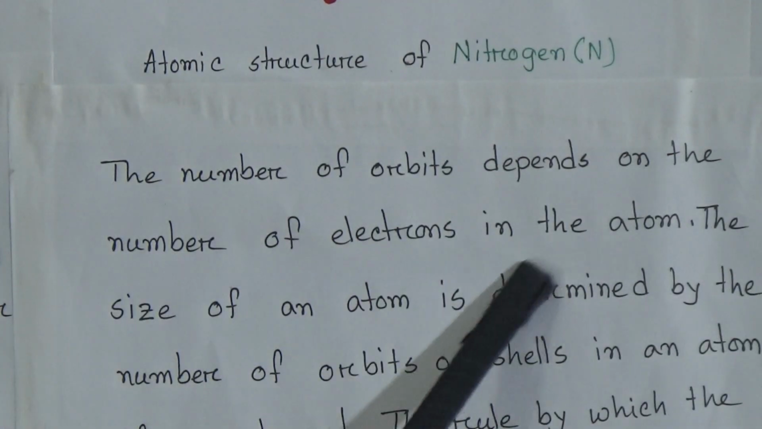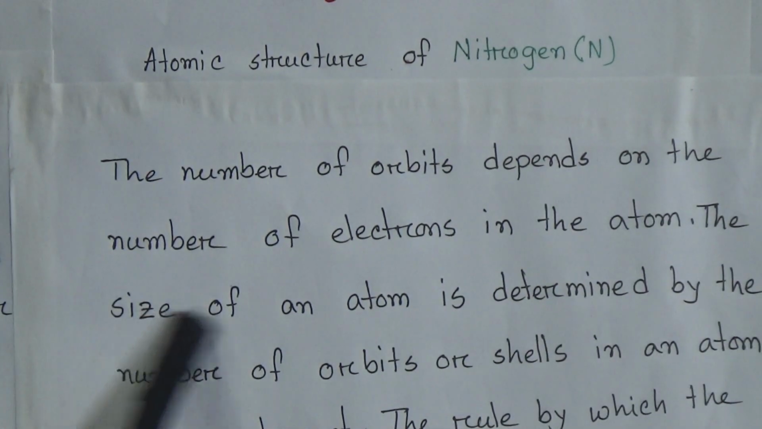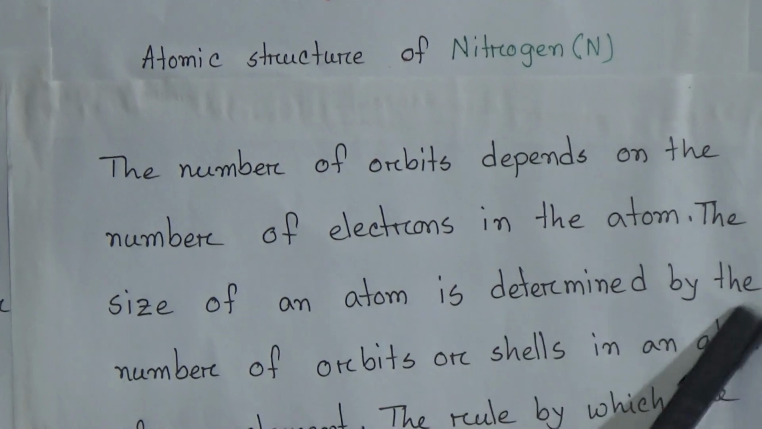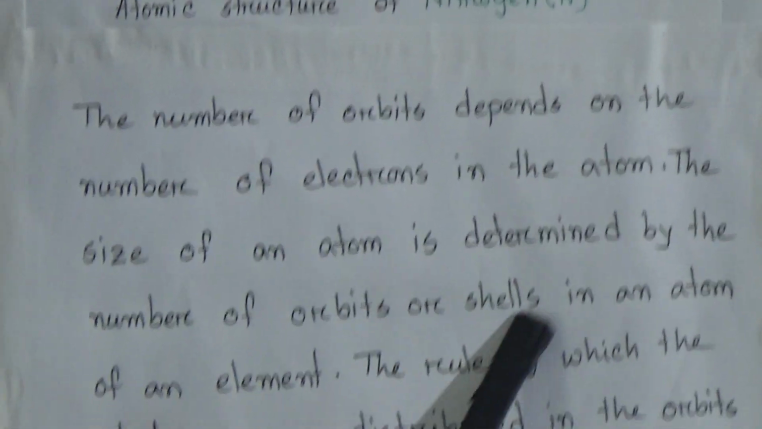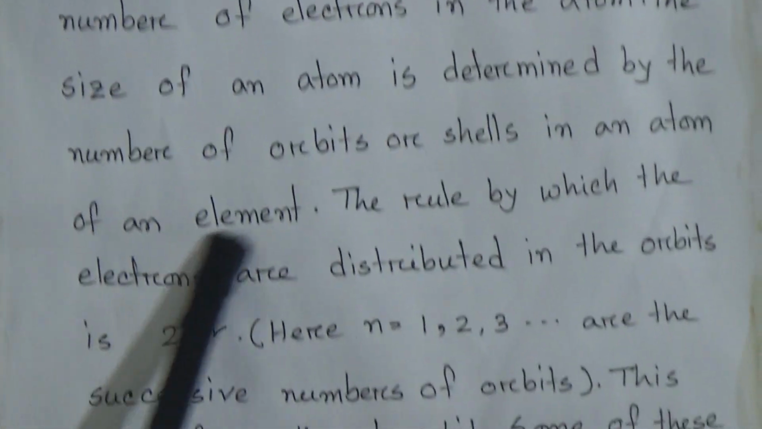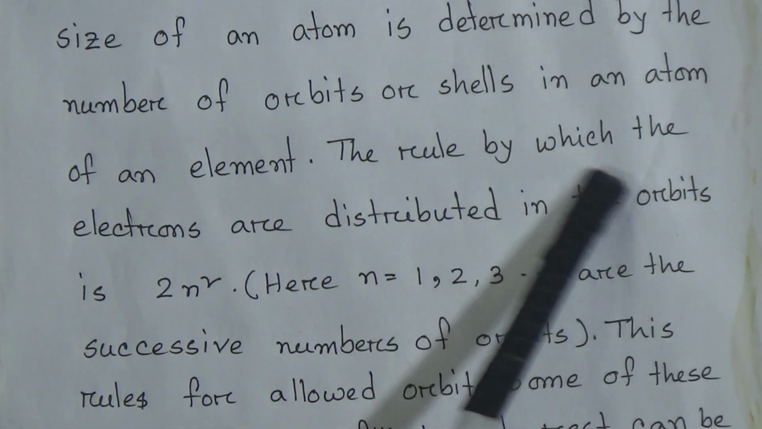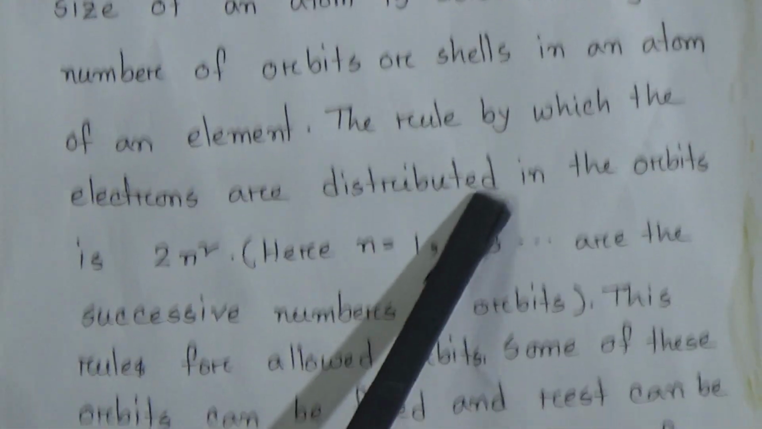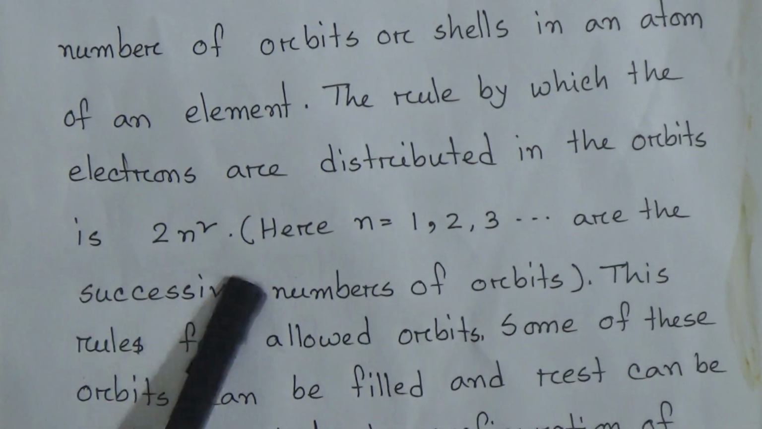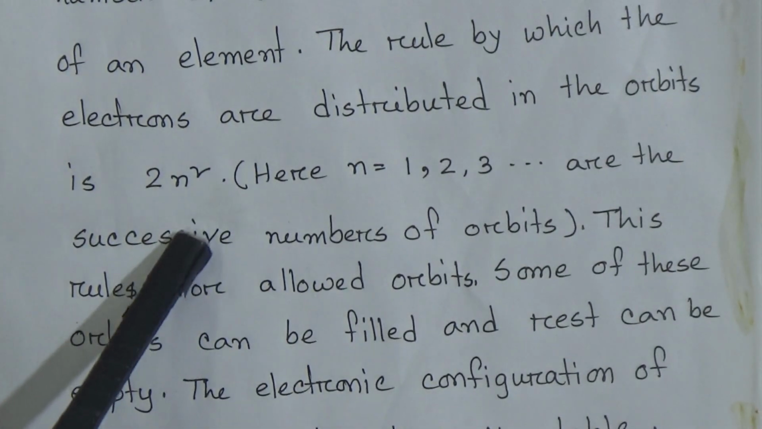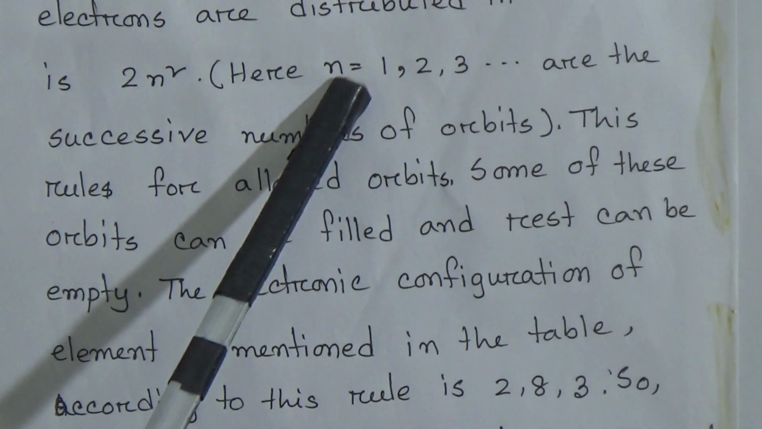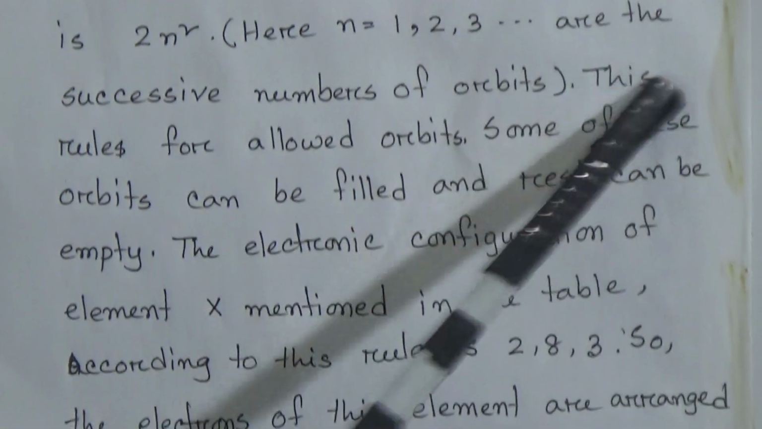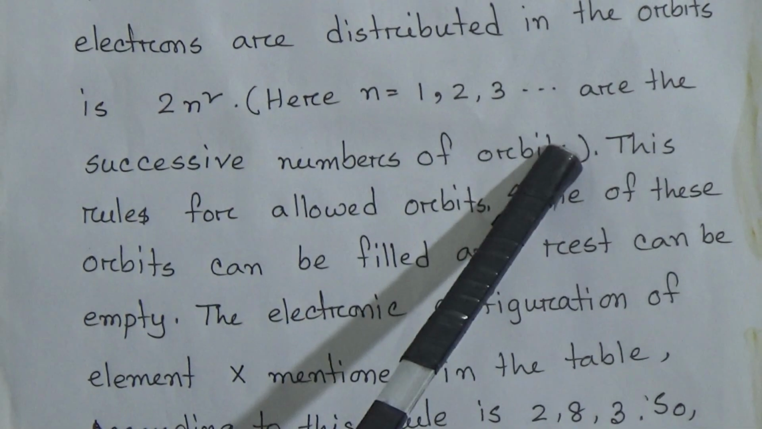The number of orbits depends on the number of electrons in the atom. The size of an atom is determined by the number of orbits or shells in an atom of an element. The rule by which the electrons are distributed in the orbits is 2n², as given in your textbook. Here n is equal to 1, 2, 3, the successive numbers of orbits.